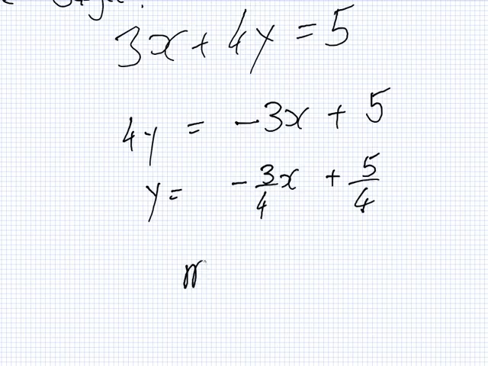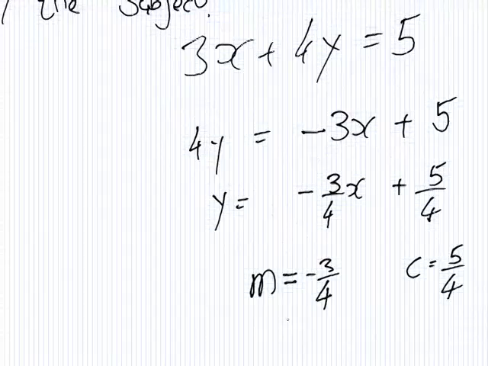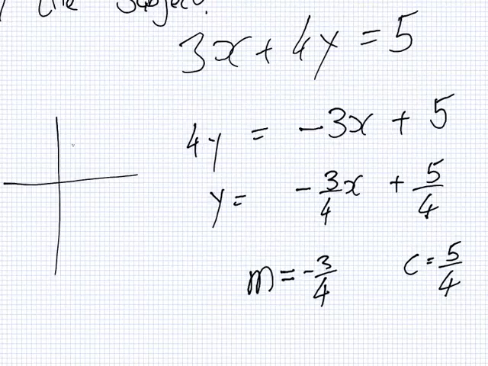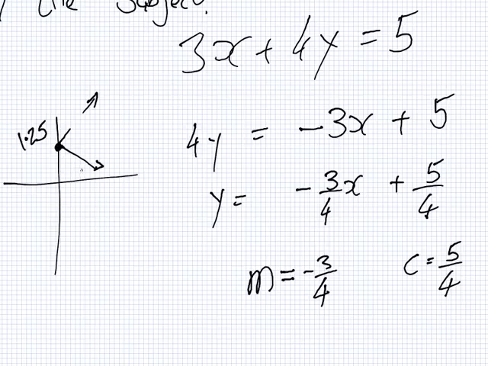So what's the m? And the c? 5 over 4. So if I was to draw this, the c will be here at about 1.25, yes? And does it go up or does it go down? Down. Why? Negative. Negative what? Negative stuff. Yeah. So it looks like this then. Yeah? Okay, let me give you one to try.